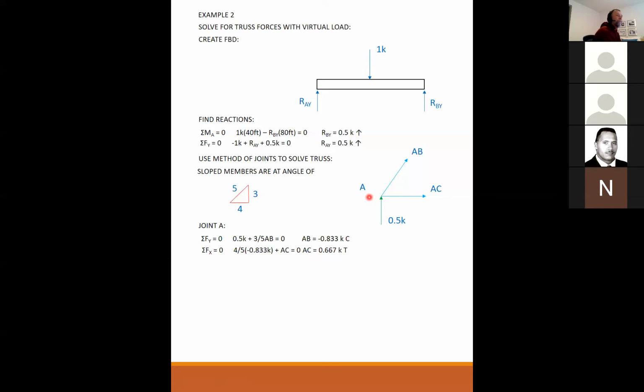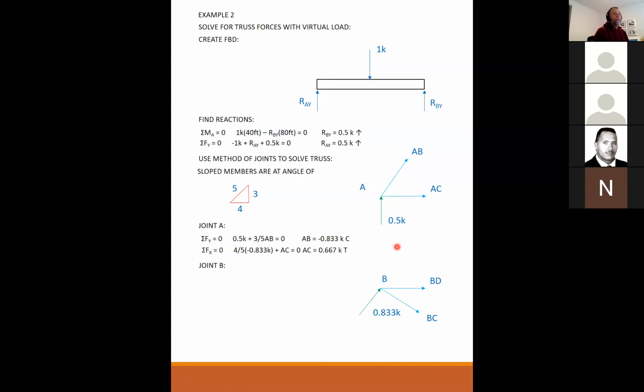Now that I have the Y, I can sum forces in the X. The component of AB in the X is 4/5. So I have 4/5 of what I just solved, which is minus 0.833, plus AC, which is positive to the right. So AC is equal to 0.667 kips tension, positive to the right. That's joint A.